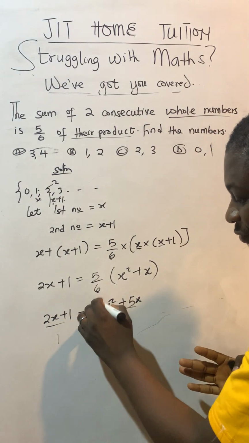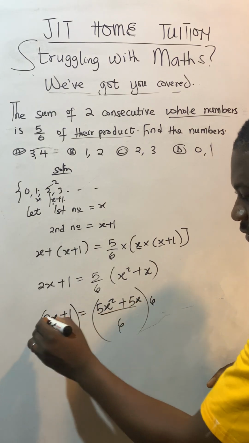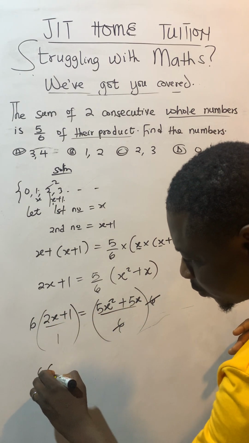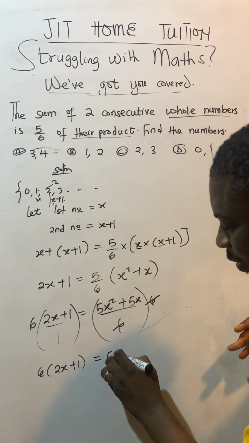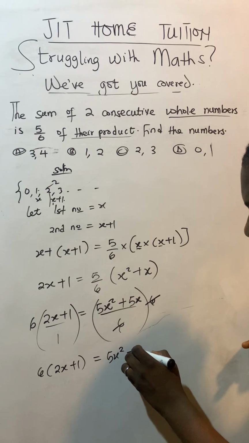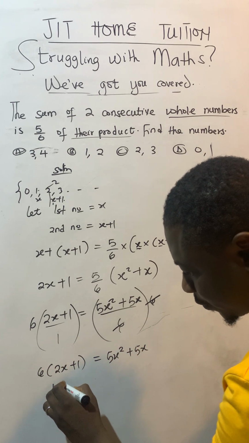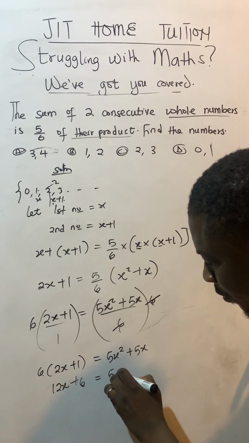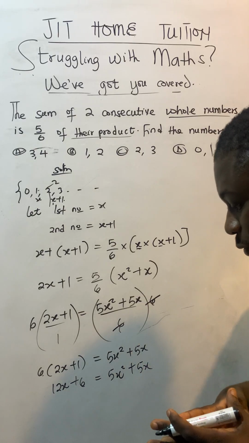So from here, this side is also over 1. You can find the LCM or cross multiply. The LCM will be 6, and this one will cancel. So at the end of the day, you have 6 multiplying 2x plus 1 equal to 5x squared plus 5x. This times this gives you 12x, and this times this is plus 6, equals 5x squared plus 5x. I hope you are following.